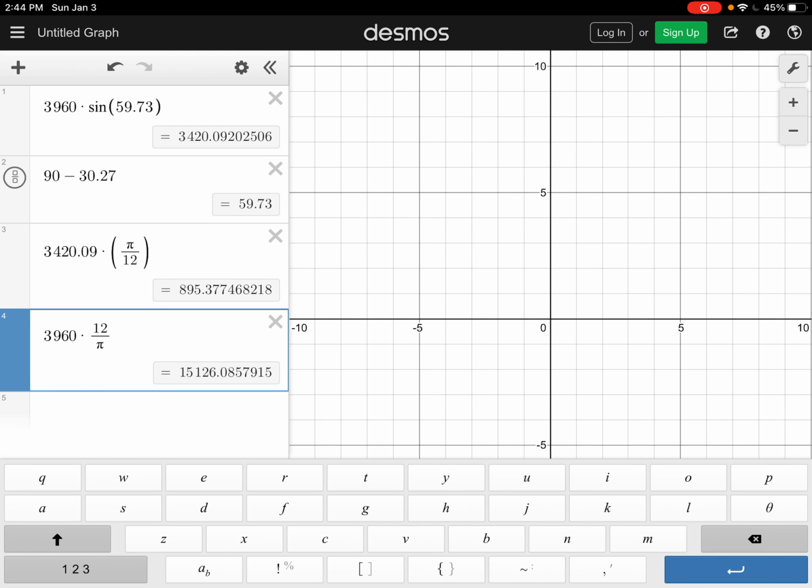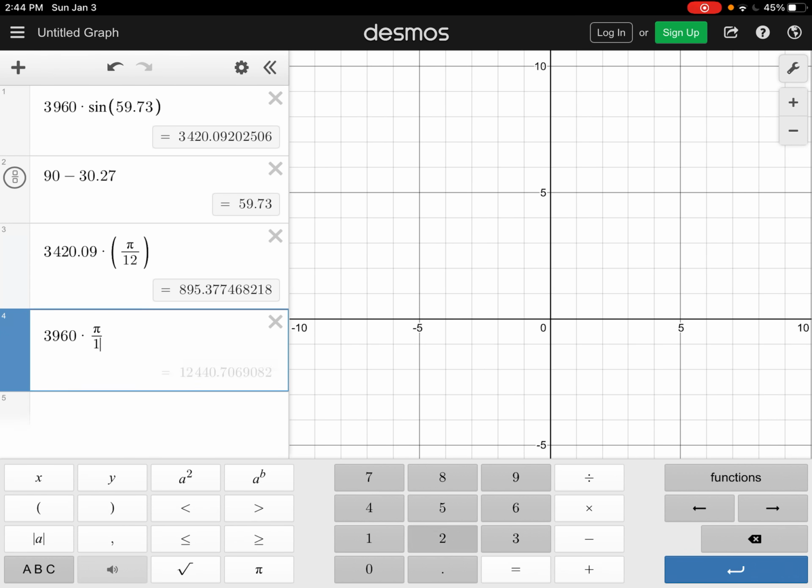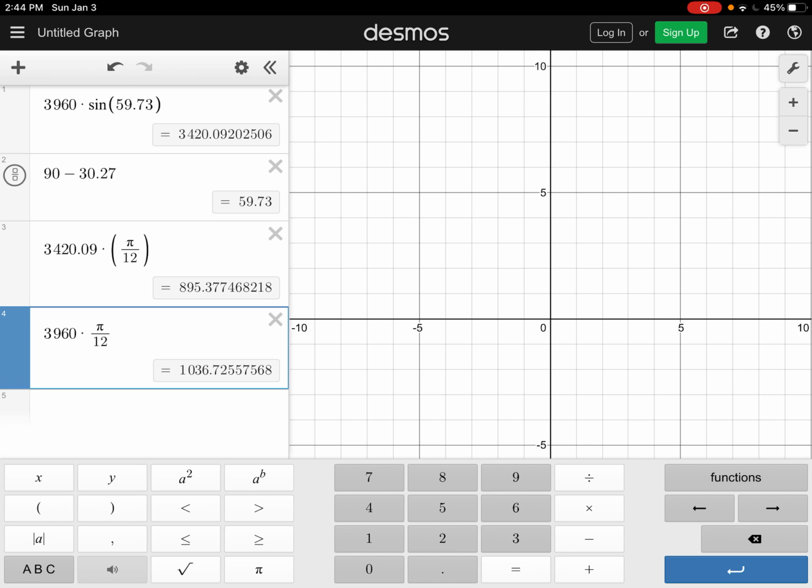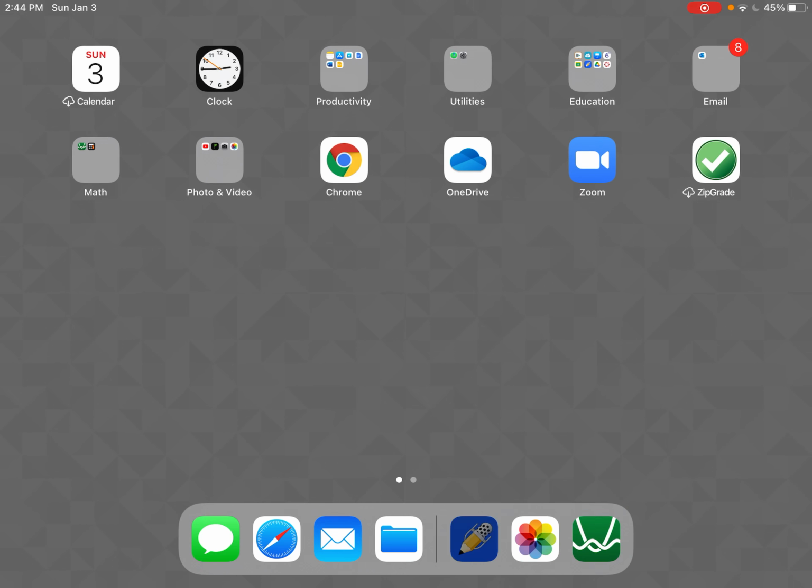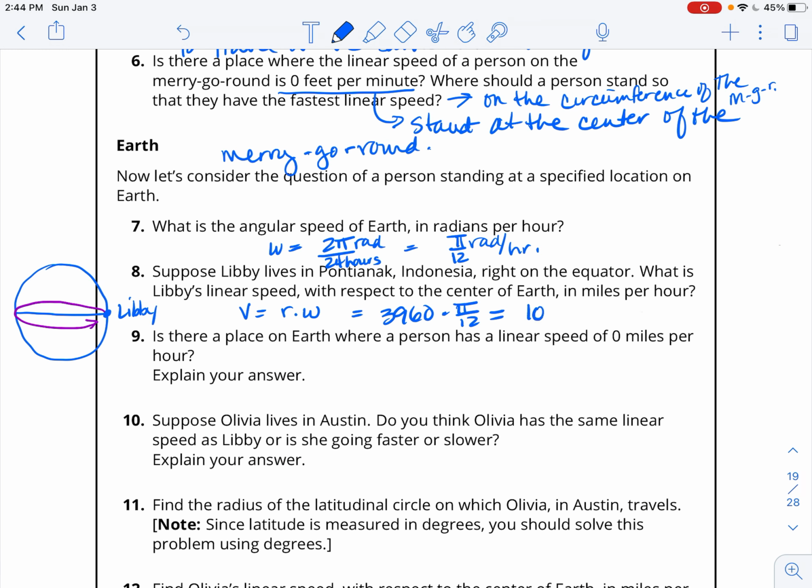Oh man, I just did that backwards. How about pi over 12? I got a totally different answer than I did before. There we go. How about that? 3960 times pi over 12 is 1036.73. And this is miles per hour. So that's how fast Libby is traveling with respect to the center of the Earth.